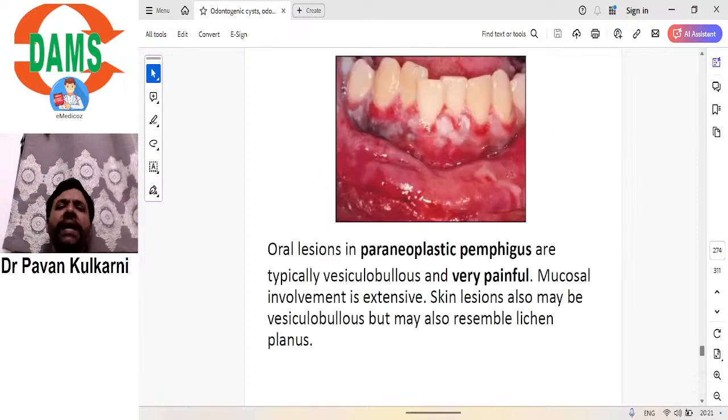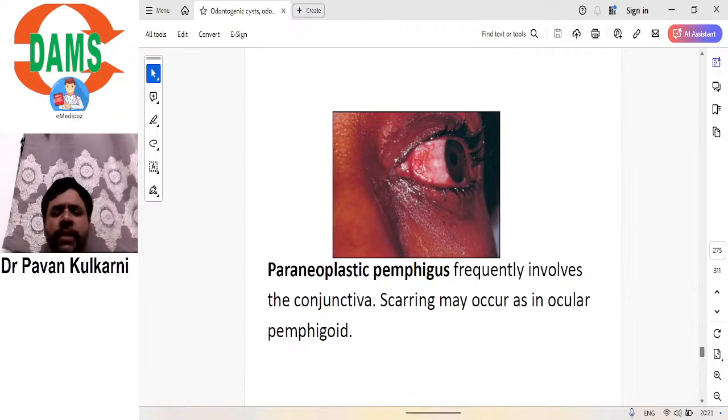Now this is paraneoplastic pemphigus, where you can see the lesions are very painful. There are erosive lesions. Remember, one type of pemphigus which is very painful is paraneoplastic pemphigus. It also involves the eyes, the conjunctiva.